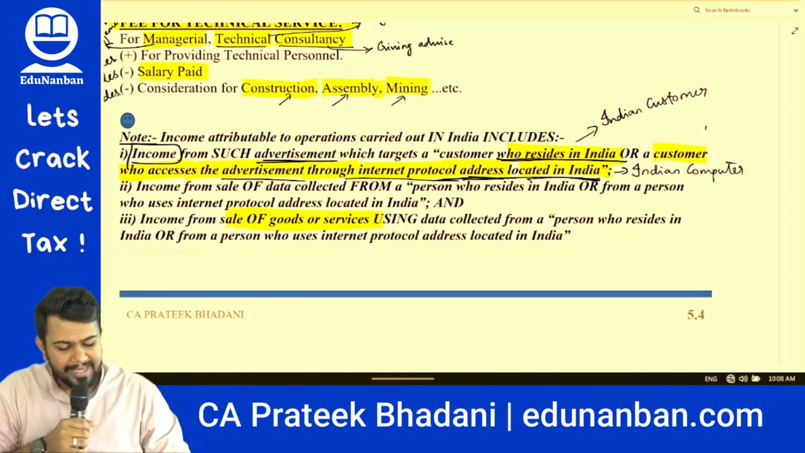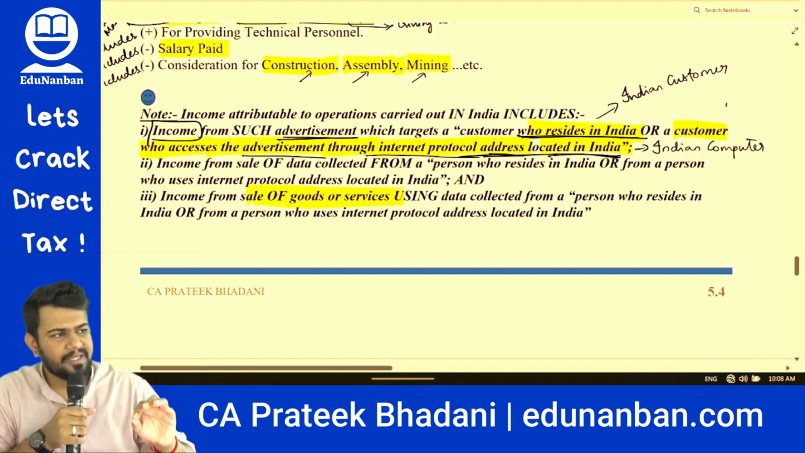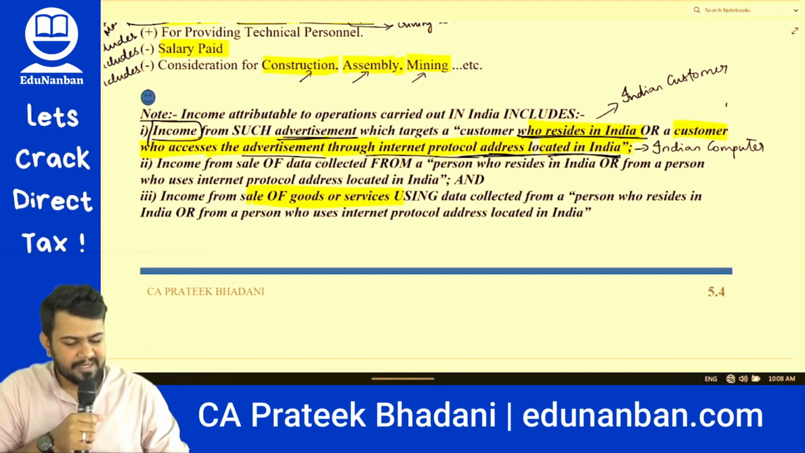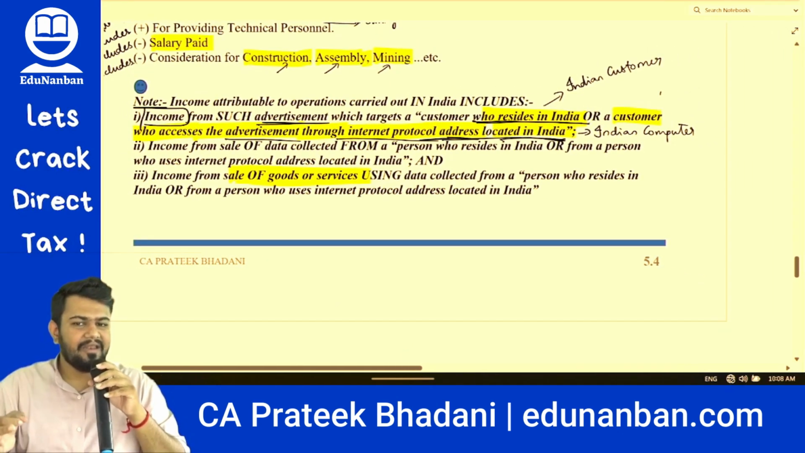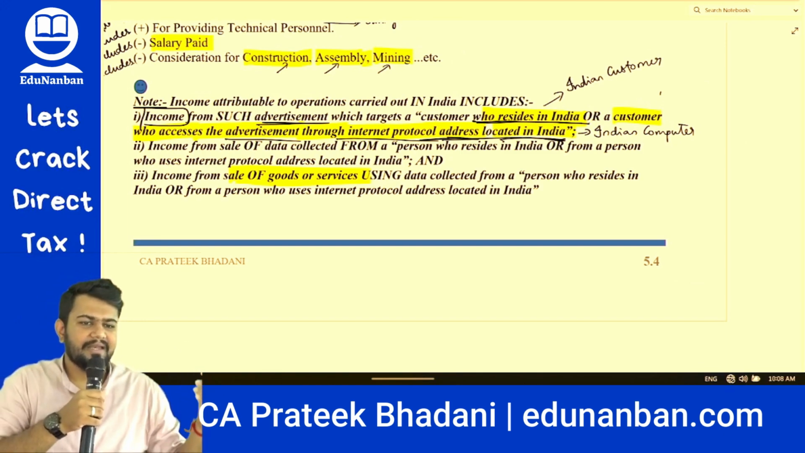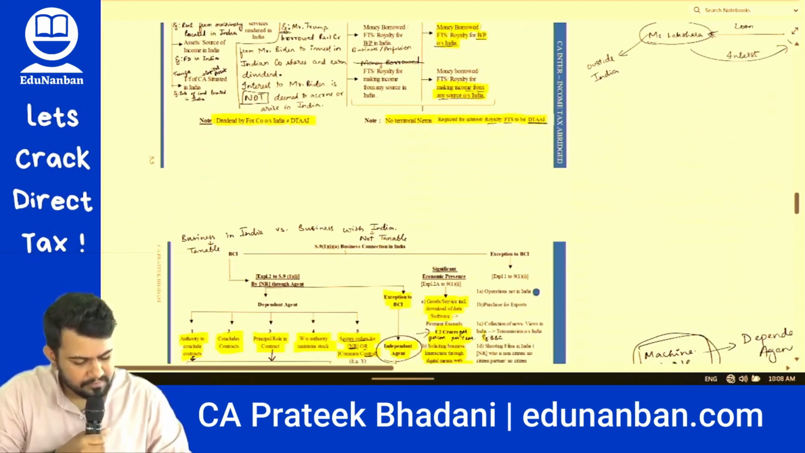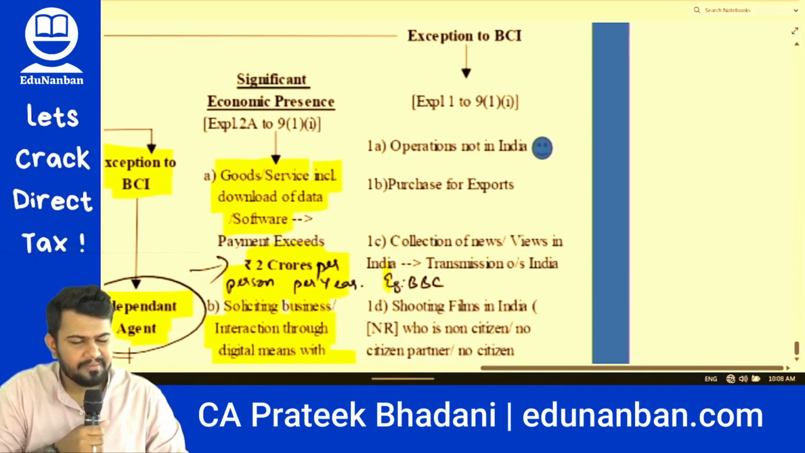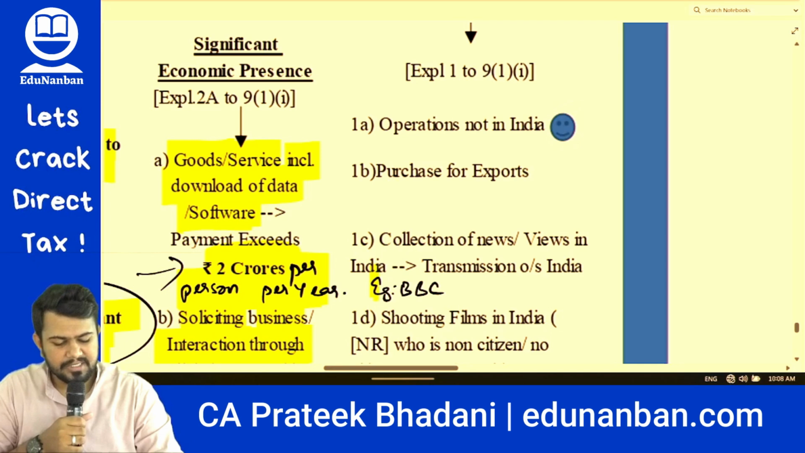Number 2, income from sale of data collected from Indian customer, Indian computer will be considered as operation in India. And third one, income from sale of goods or services using that data to Indian customer and Indian computer will be considered as operation in India. So operation in India is business connection, operation not in India is an exception to business connection.